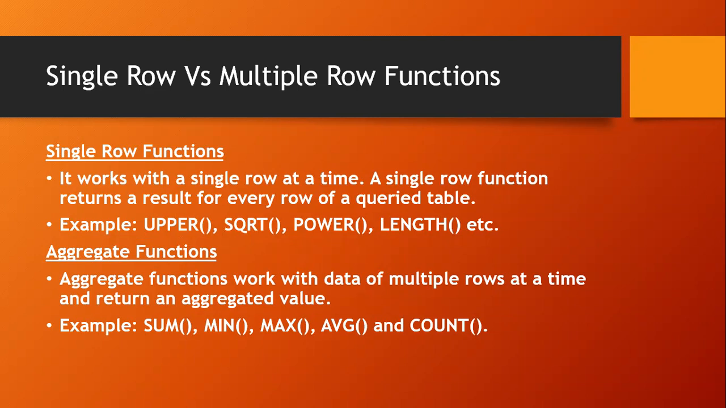Examples for single row functions are upper, sqrt, power, length, etc. When I say a function, this bracket is a mandatory one.